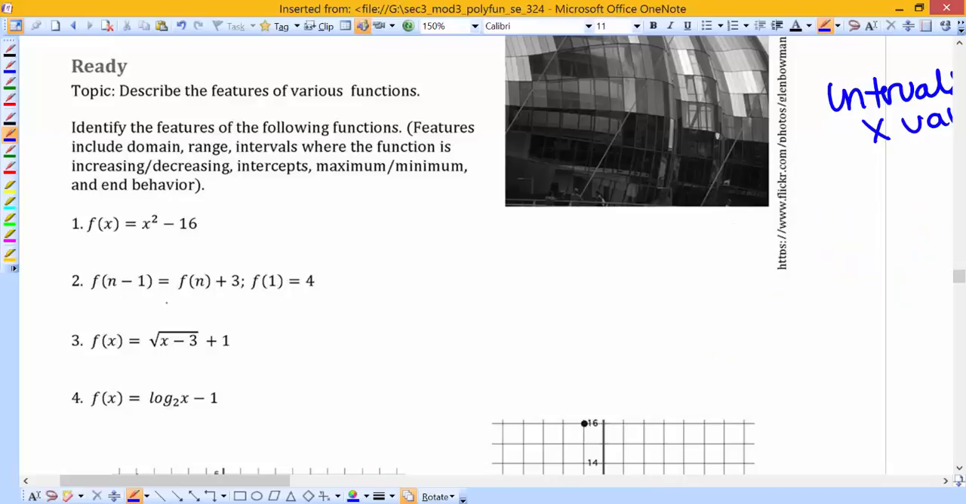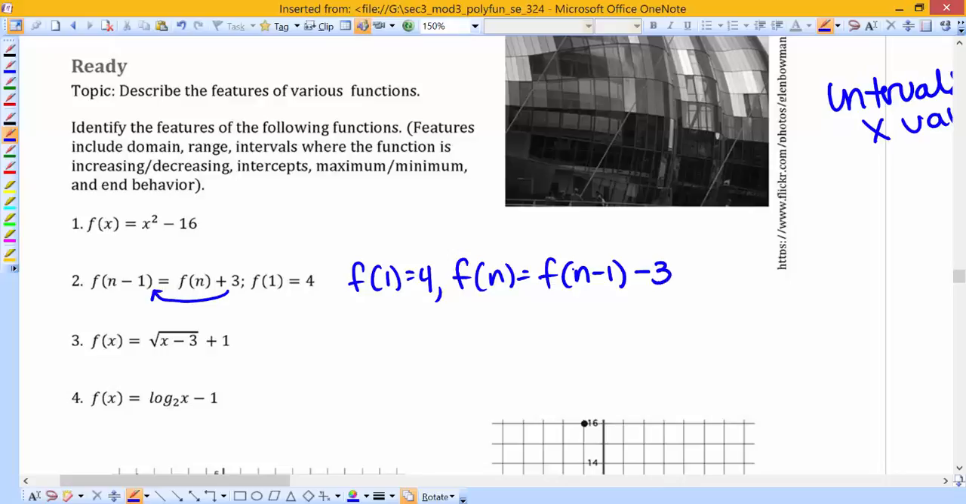This looks like a recursive equation to me, but it's a little bit different, and that's okay. We would normally see this as f of 1 equals 4, and then we would see this as f of n equals f of n minus 1 plus or minus something. Well, the plus 3 is on the wrong side, so I have to move the plus 3, so it becomes a minus 3. So I know that this is an arithmetic. This is linear because I'm subtracting 3 every time. So this is my slope.